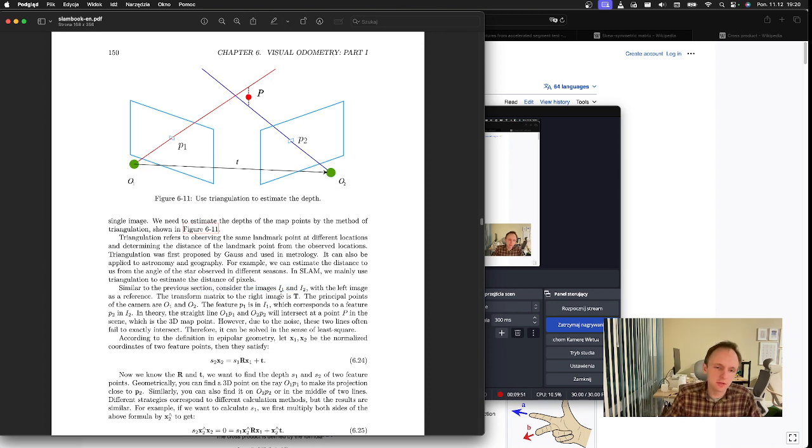Similar to the previous section, consider images I1, I2. The transfer matrix to the right image is T. So it has this R component and this little t component. So we go from O1 through P1 and we see the point, and then from O2 through P2 we see the point as well. And then we write S2 times X2. So again, X2 is just a direction, and then we scale by S2, and this should give us the point.